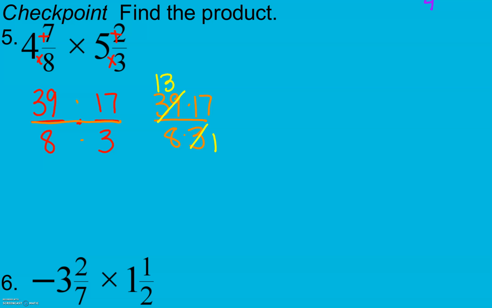Now I can multiply straight across. 17 is prime, so 13 and 17 are both prime now, and neither one of them go into 8. So I get 13 times 17 over 8 times 1. We go ahead and multiply here, and I get 221 over 8. 221 is bigger, so we're going to go ahead and divide.